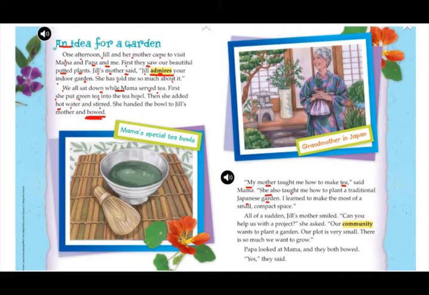Okay, one thing: taught is the past of teach. Teach is now, in the present, and taught is in the past.